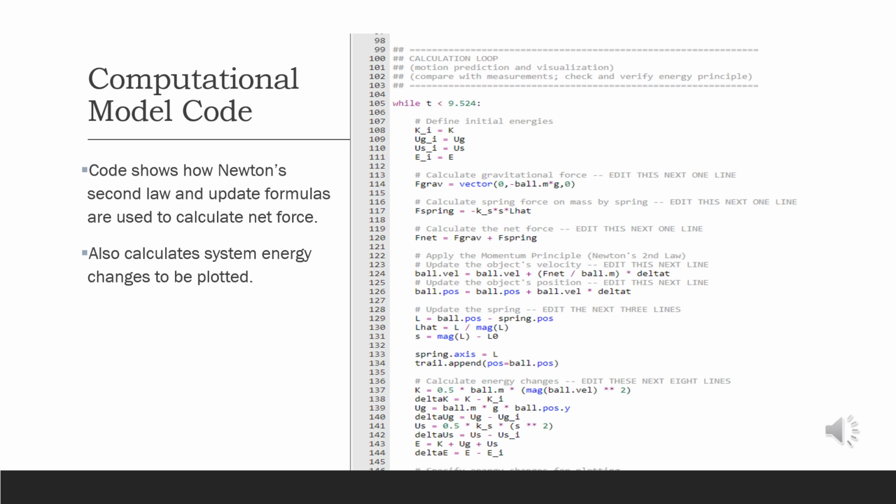In the calculation loop, I calculated the force due to gravity and spring force using the formulas from before and set the net force equal to the sum of these two forces. I then applied the momentum principle using the two formulas shown here to update the ball's position and velocity. I then updated the spring and recalculated L hat and s, the spring displacement from its equilibrium position. And finally, I calculated the change in each form of energy using the same equations from the previous slide.